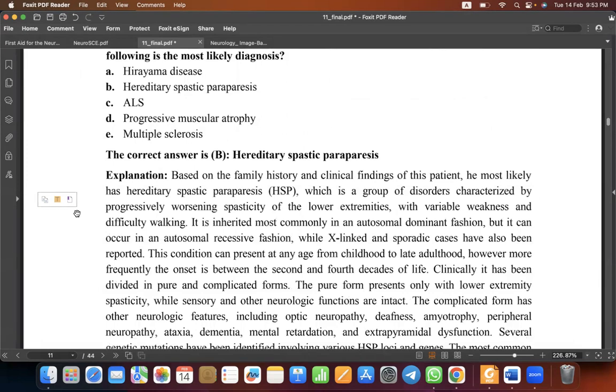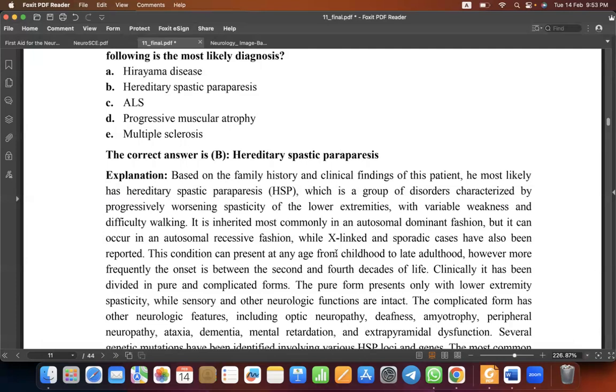The patient will be having progressive worsening spasticity. The most important thing is that there will be progressive worsening spasticity. That could be autosomal dominant, that could be autosomal recessive, that could be X-linked, that could be sporadic. So all of these findings could be there.